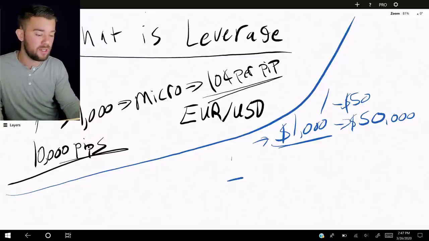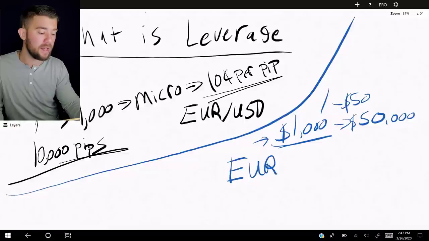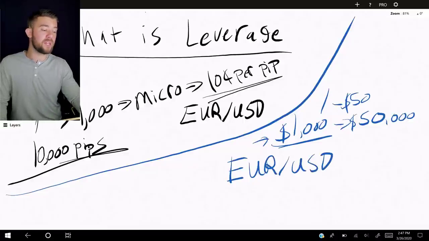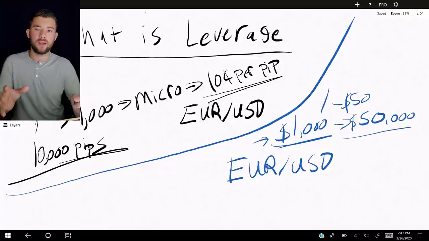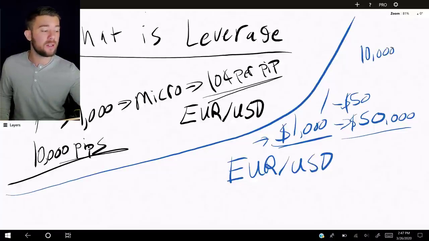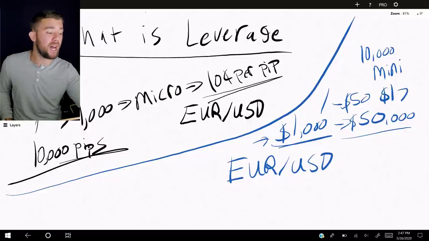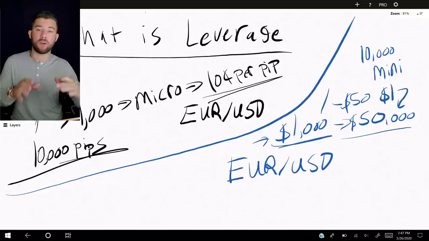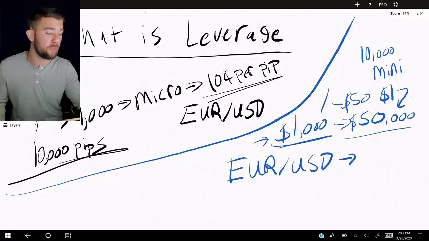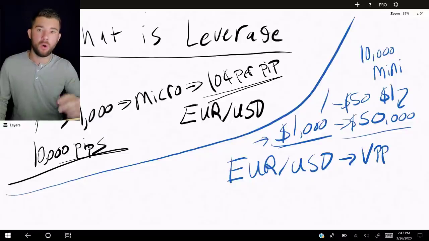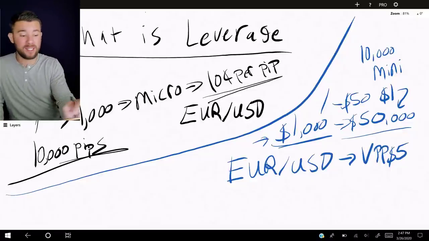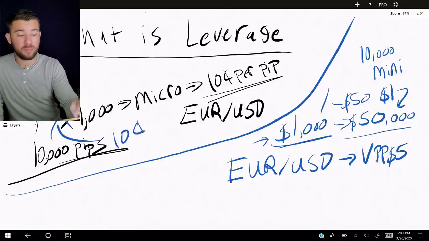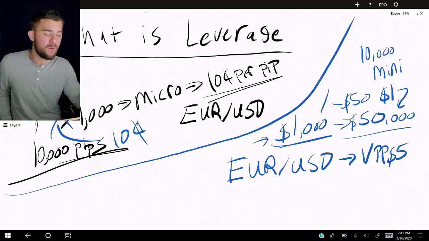So you buy euro USD, same example. And with this euro USD trade, you have spent your full 50,000 units. What is 50,000 units? Remember, 10,000 units is a mini lot, and a mini lot has a value per pip of $1. So if we have 5 mini lots, how much is our value per pip on this trade? Our value per pip, which we're going to label with VPP, on our euro dollar trade is $5. You see the difference here? This was 10 cents per pip, but because we're using leverage over here, we have $5 per pip.